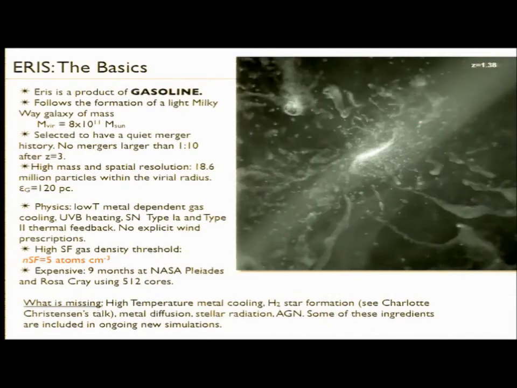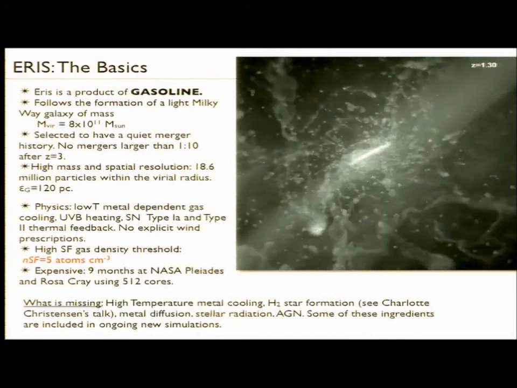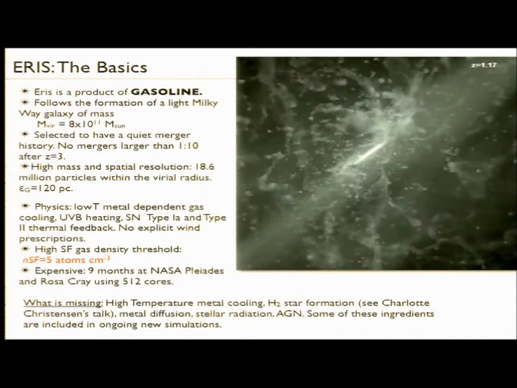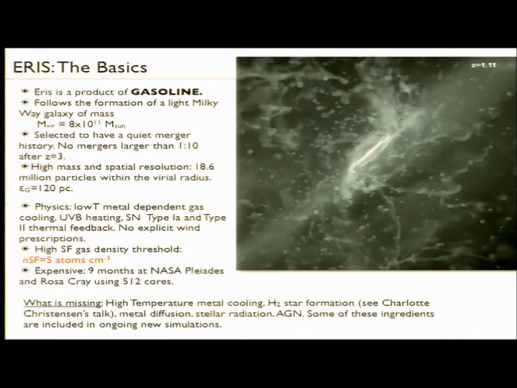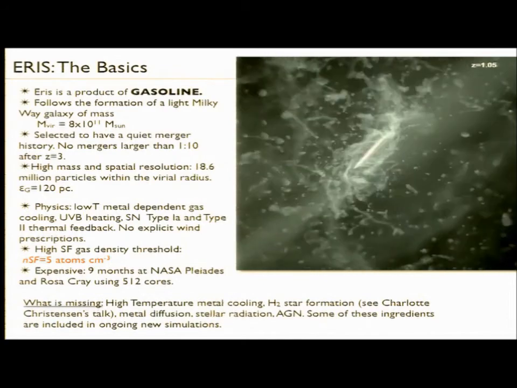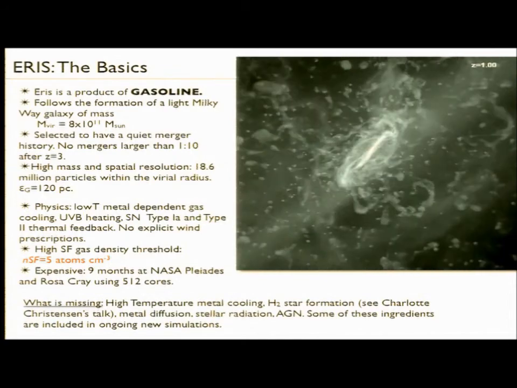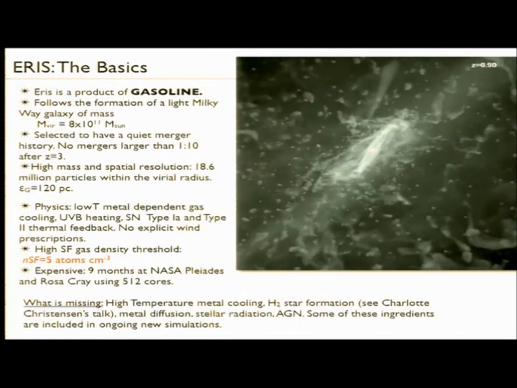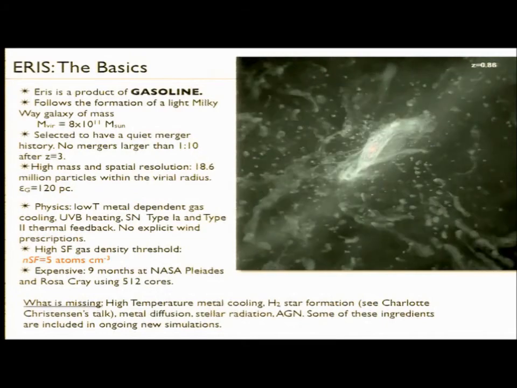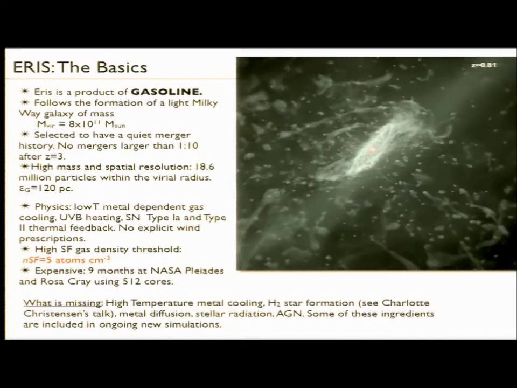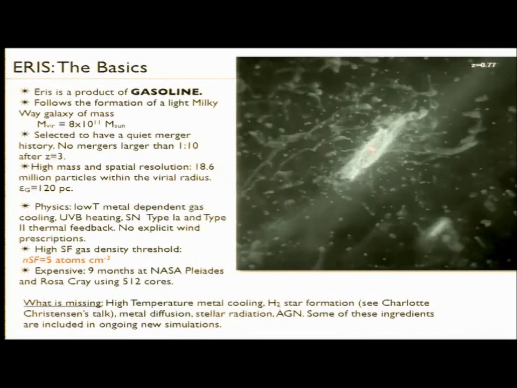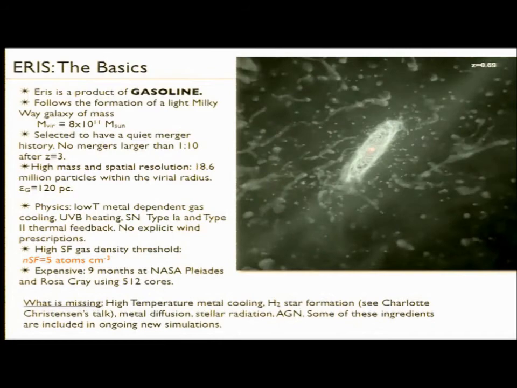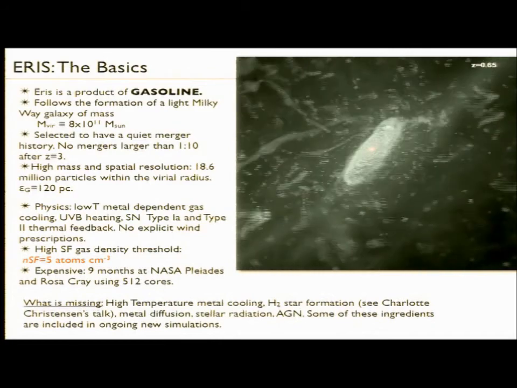Also, Eris includes low temperature metal cooling, heating by UV background, supernova, star formation, and so forth. There are no explicit wind prescriptions. And the star formation density threshold is extremely high because we have this high resolution. So we set that to 5 atoms per cubic centimeter, which is a factor of 50 over what previous simulations had done at the time. But it was a very expensive simulation. We spent 9 months running the simulation. So it's not the kind of thing that you can do for many galaxies as a statistical sample. You have to just really go one by one.